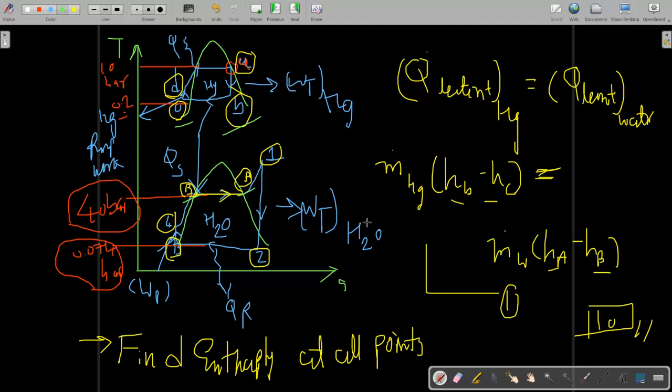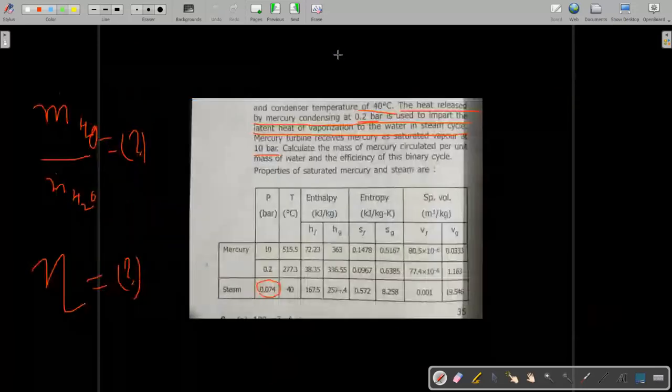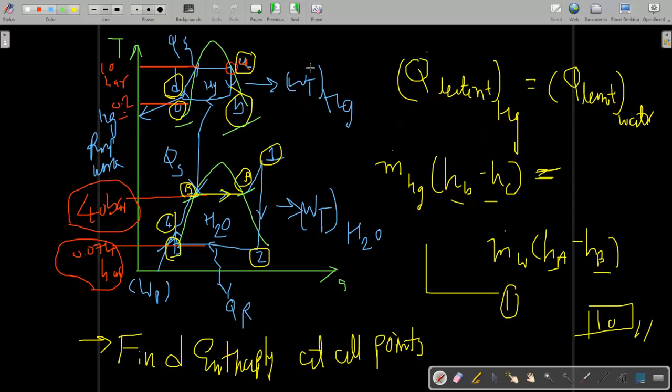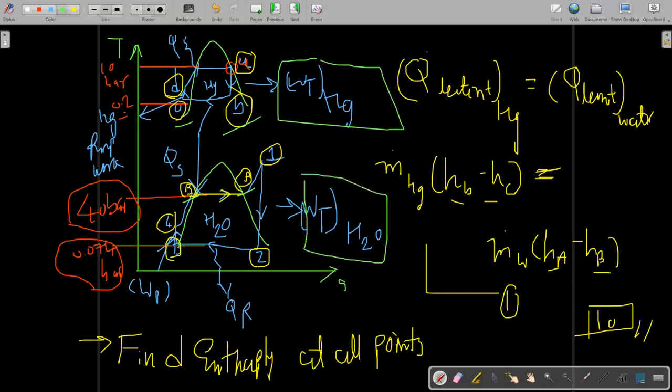Now you have to find the efficiency. Efficiency is written as output upon input. So what is the output? We will get the output from the two turbines, mercury as well as water. Applying the first law of thermodynamics, you get the mercury turbine work as Ha minus Hb, and the turbine work from the steam power cycle as H1 minus H2, so this also you need.